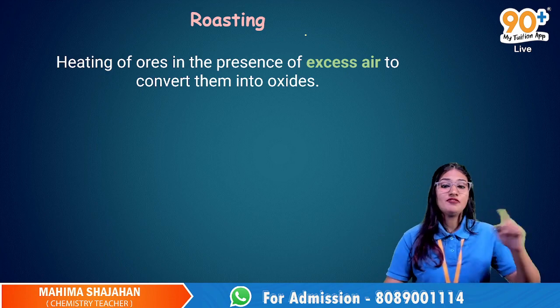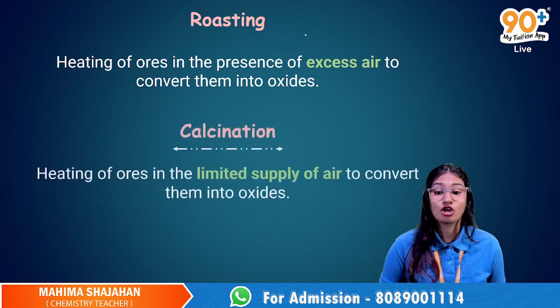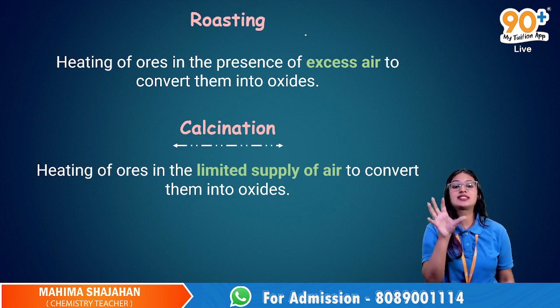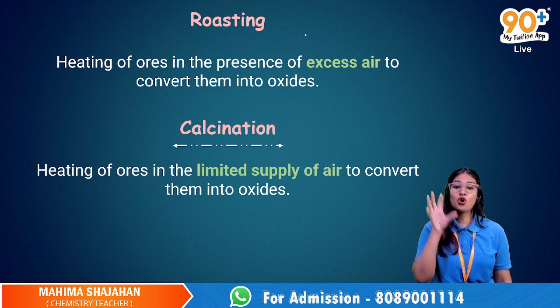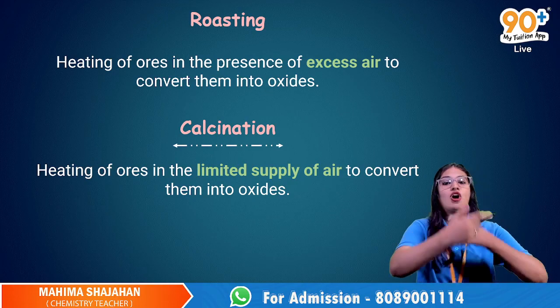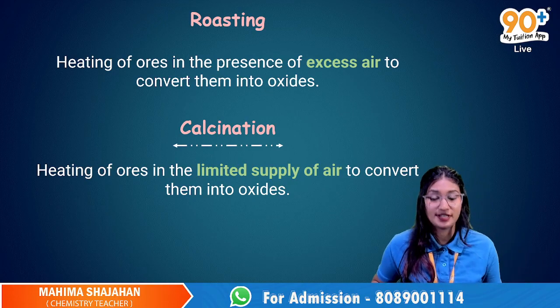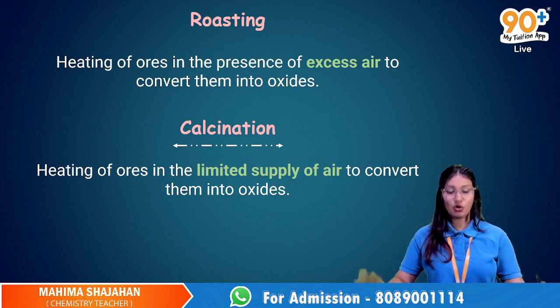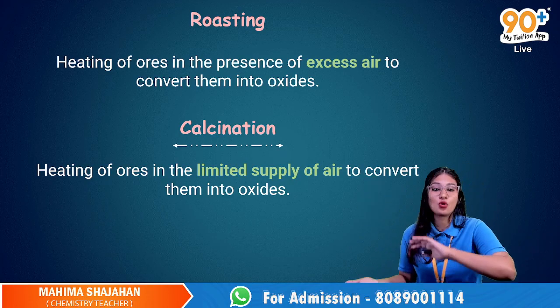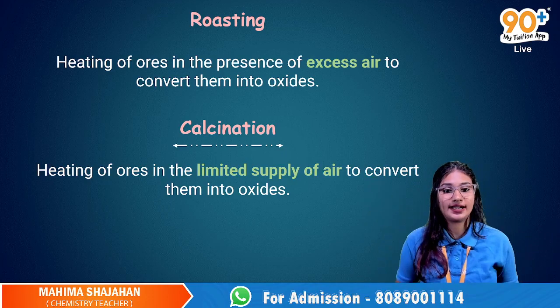Now there is another process that is called calcination. In calcination we limit the supply of oxygen. The ore is heated in a limited supply of air, and we convert it into its oxide. It is called calcination. Okay, that is our first process. What did we do? We converted our ores into their oxides.